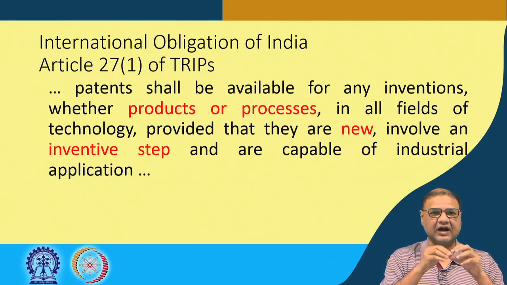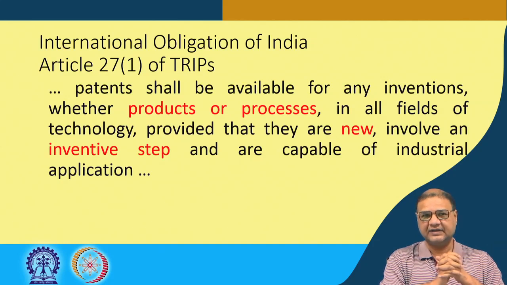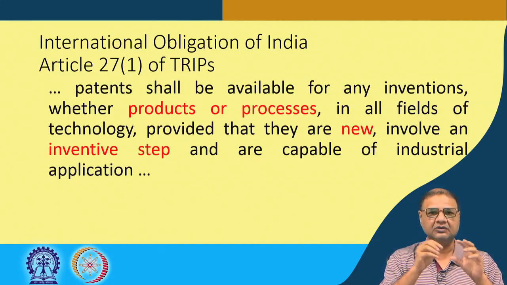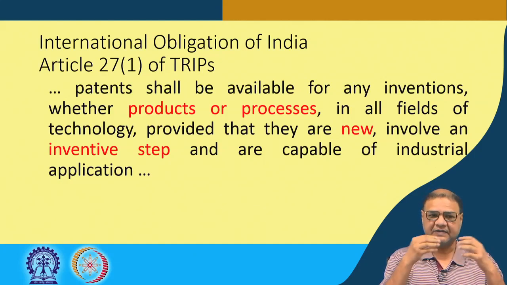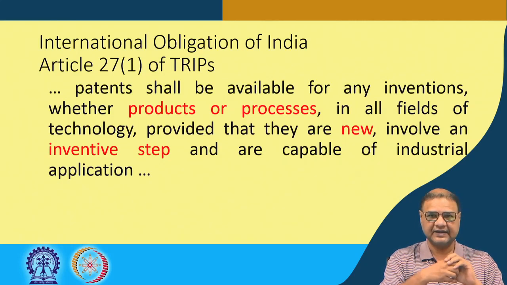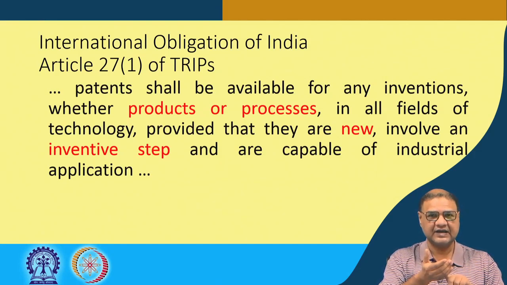Article 27 clause 1 of the TRIPS agreement states that the members of the WTO are bound to give patents in respect of inventions in all fields of technology, irrespective of whether it is a product or a process. But it must meet certain criteria. The product or the process must be new, it should involve an inventive step, and it should be capable of industrial application. There is a footnote appended to Article 27, which says that inventive step should be considered as obviousness, and industrial application should be considered as usefulness.